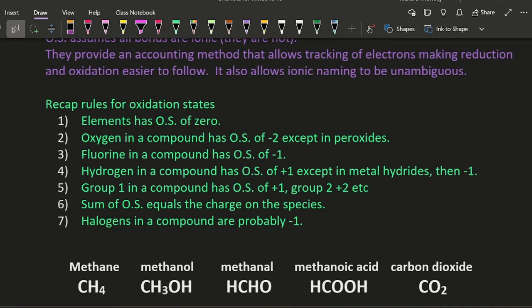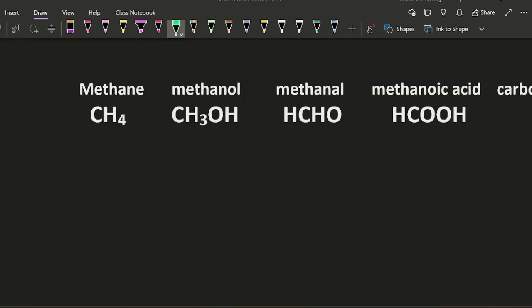There are the 7 rules for oxidation states. Each one must total 0, the oxidation states. Well, why is that? Well, if this was 2 plus, then it would have to equal plus 2, and it isn't, it's neutral. So each of them has to equal 0.